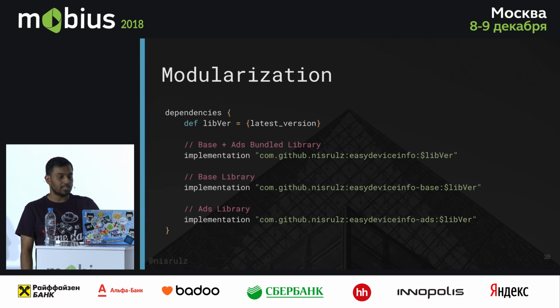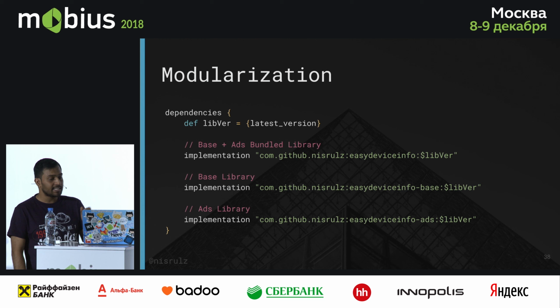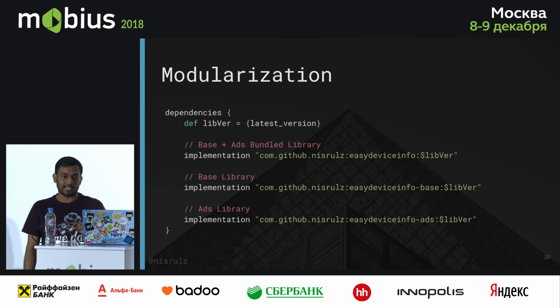So this is what the README and the section on including the library looks like right now. I have something called the ads library. It says easy device info -ads. And then I have a base library, which covers every other kind of device information you would need. And then there's a top-level library, exactly like the Google Play Services top-level library, wherein it will include the base and the ads library too.